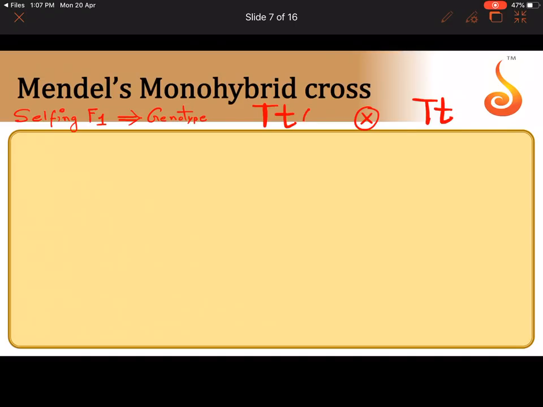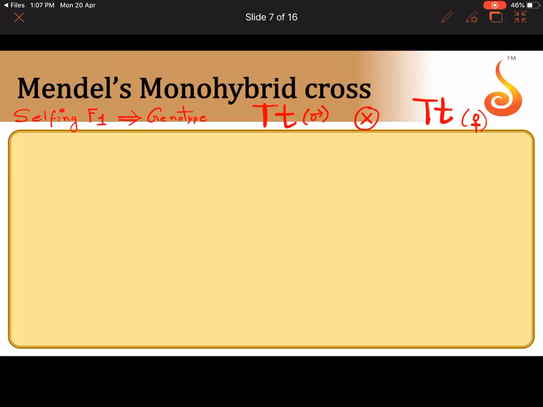Why? Because the same plant acts as male as well as female, because the pollen from the same plant is falling onto the stigma of the same plant. So pollen is also from the same plant, so the plant becomes male. Egg is also from the same plant, so the same plant is the female. I hope this concept is clear. When I say selfing, I am talking about self-pollination.